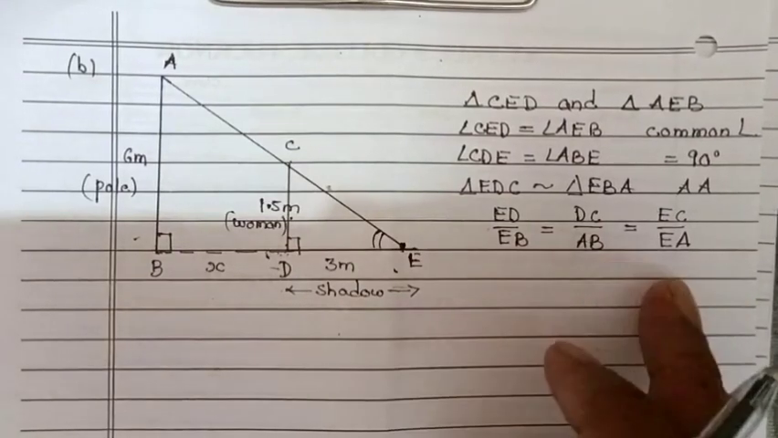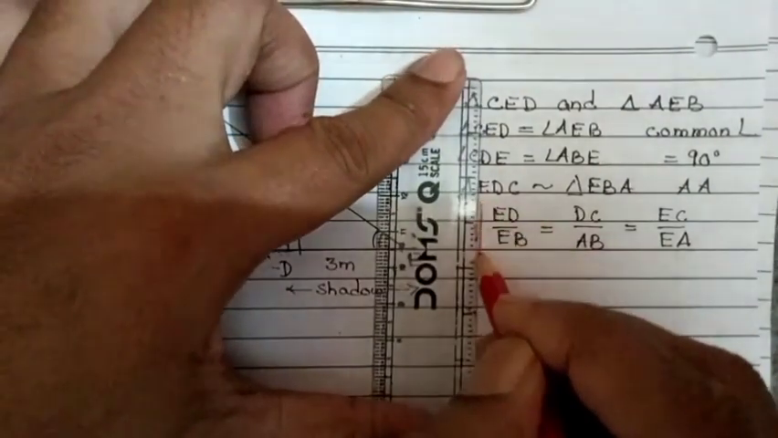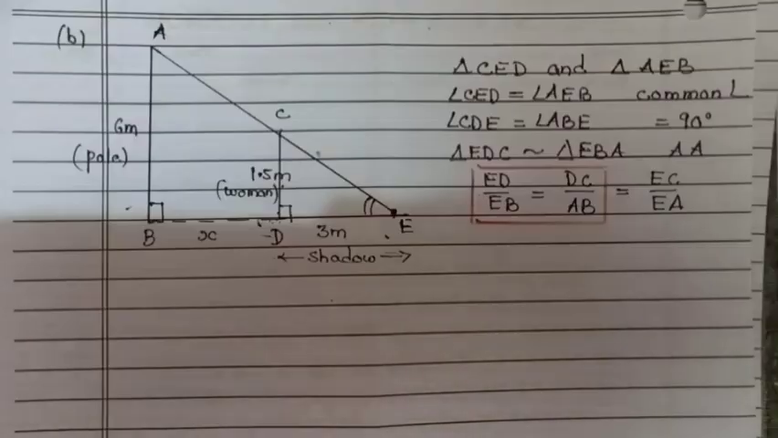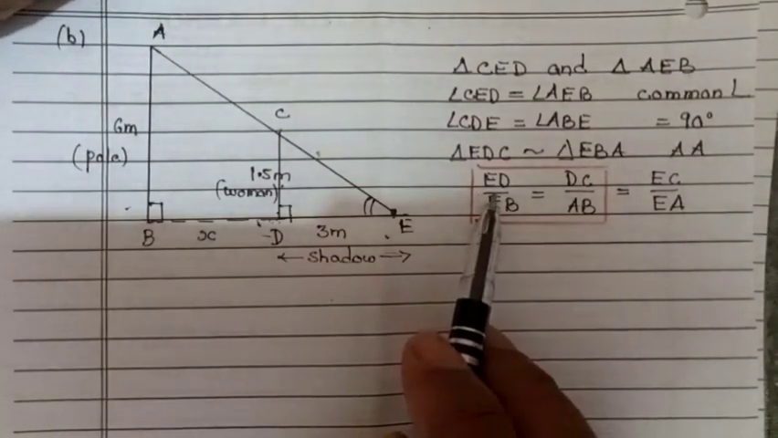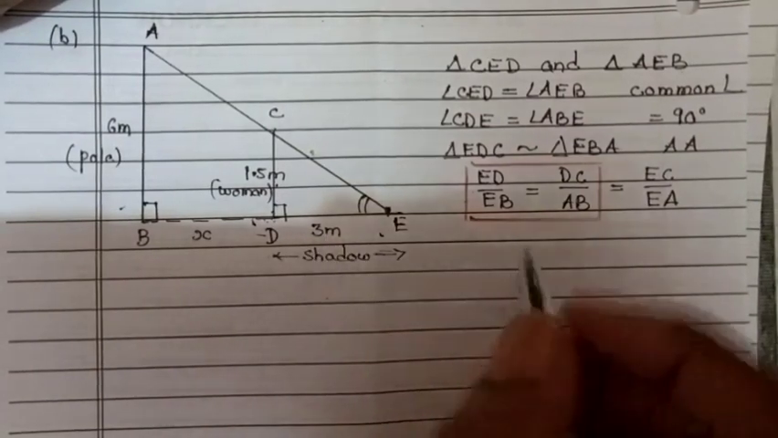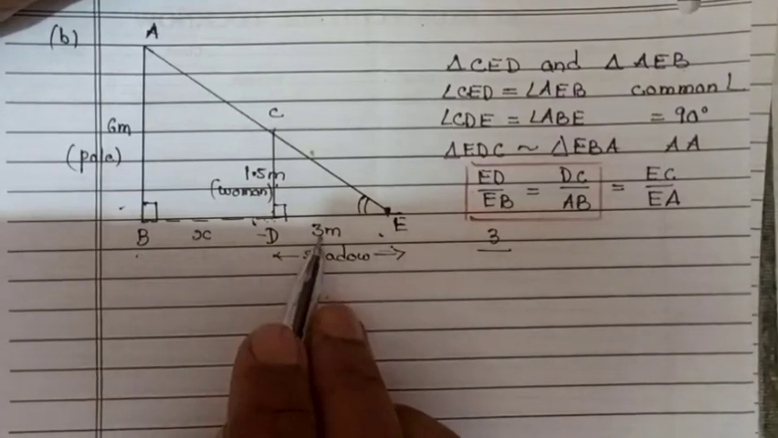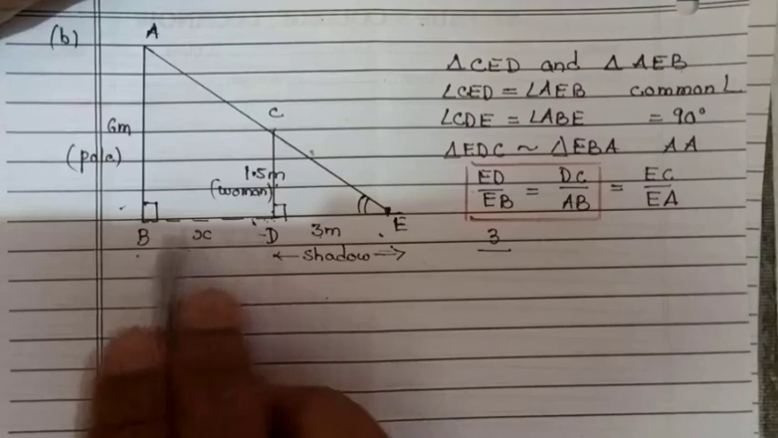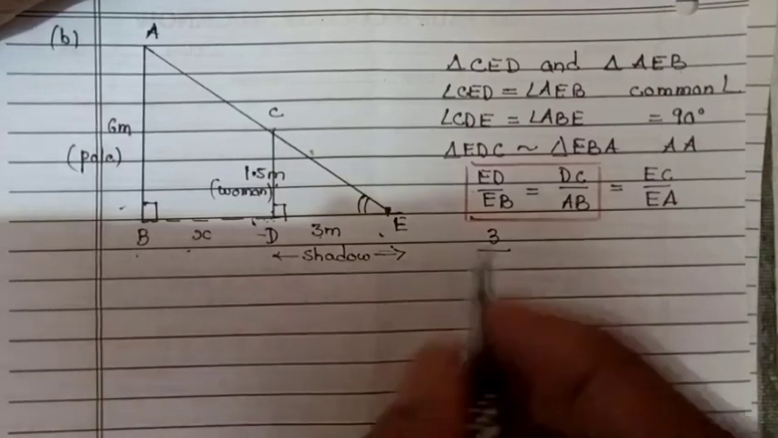Now in this ratio, let us substitute the values known to us. So we will consider this ratio. Now ED, as you can see in the figure, is the length of shadow, 3 meter, upon EB. EB will be 3 plus x. Remember, this x is the distance between the woman and the pole, and we are going to find this distance.